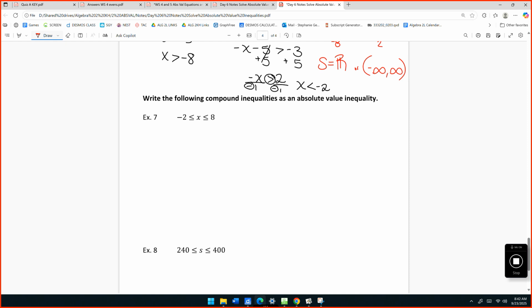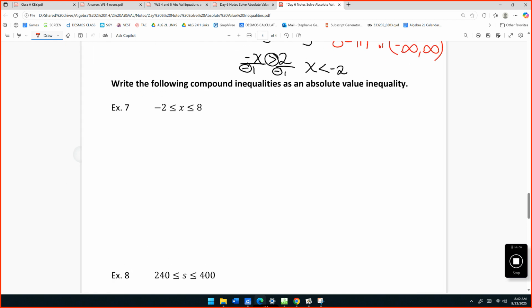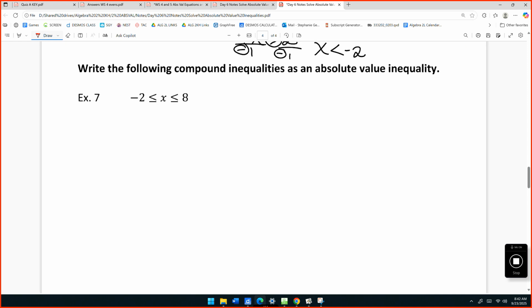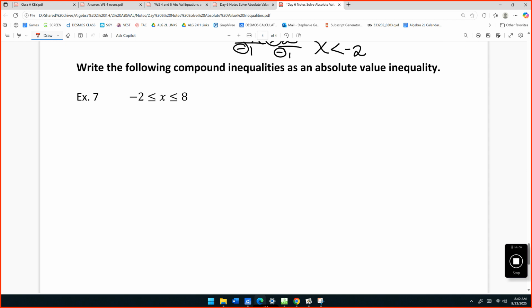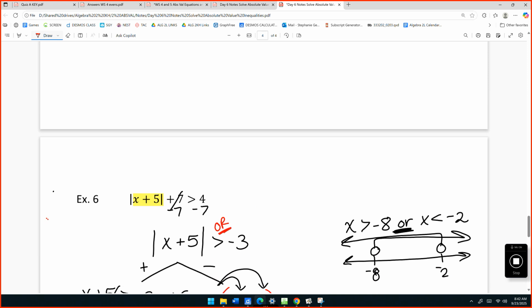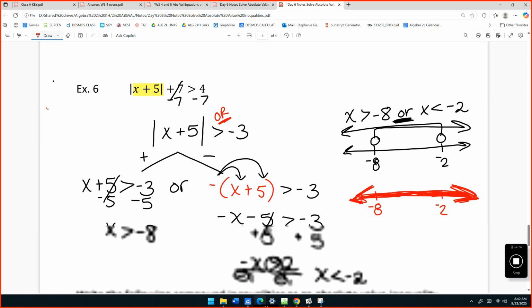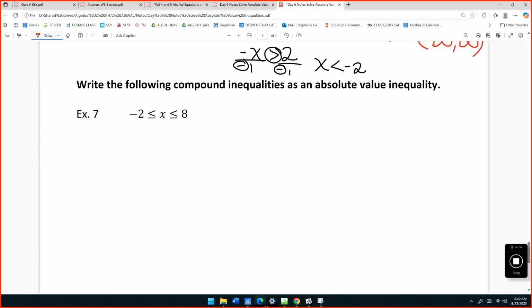All right, now more of these guys. These are just like those word problems. Writing, so this is kind of a backwards question. It says, write the following compound inequalities as an absolute value inequality. So it's giving me the compound. I want to go back to writing it with absolute values. Okay? All right. Here's how you do these.